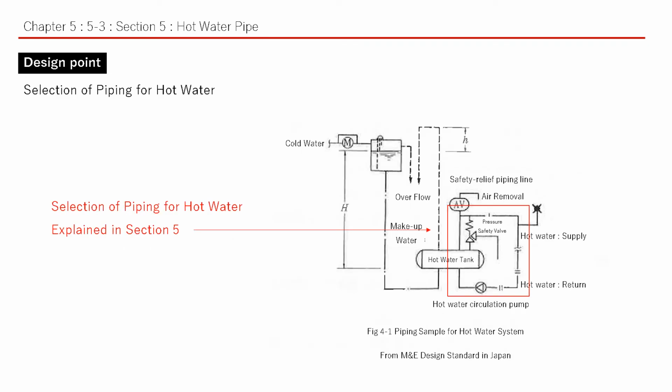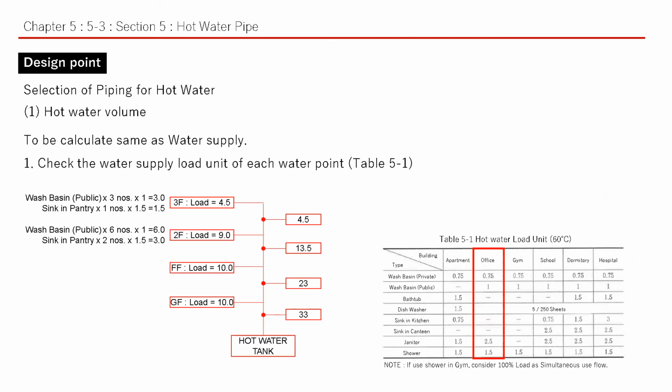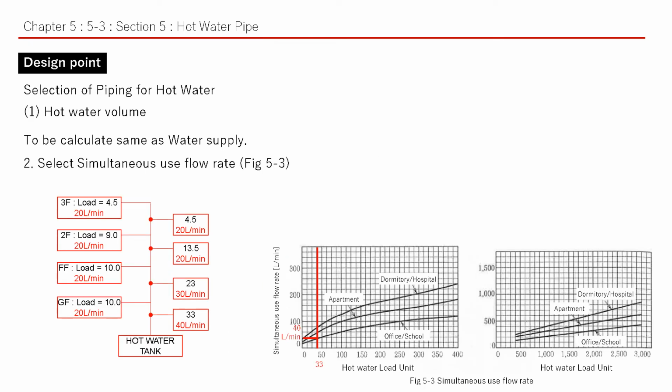We start to explain about piping selection in section 5. Hot water piping selection is same as water supply. 1. Check the water supply load unit of each water point. Please see table 5-1. We can calculate the water supply load from usage and number of water point and table 5-1. 2. Select simultaneous use flow rate. Please see figure 5-3. We can select flow rate from water supply load in figure 5-3.